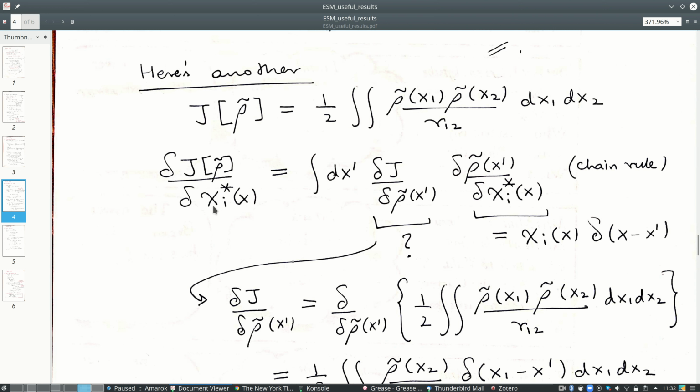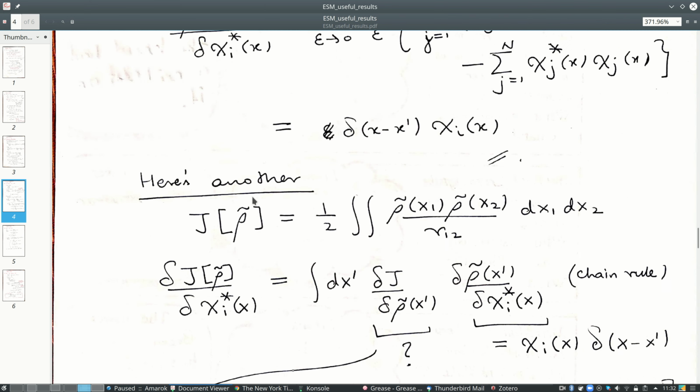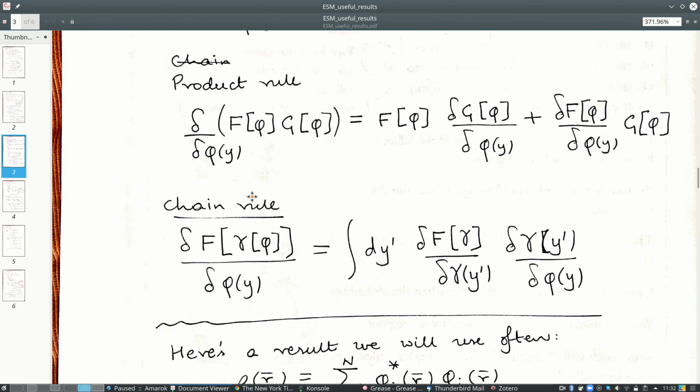Alright, so let's use the chain rule here. A little bit of a pause while I just see what I've got ahead. Alright, so we're going to use the chain rule. Now the chain rule, let's go back to the definition of the chain rule.